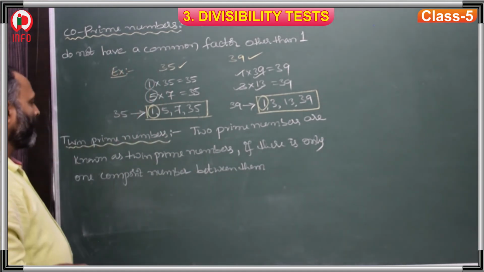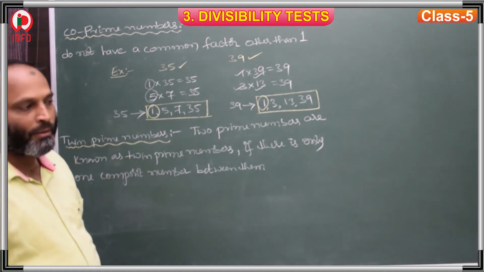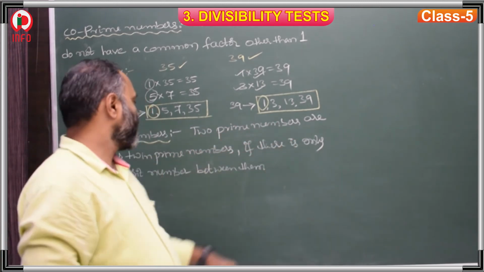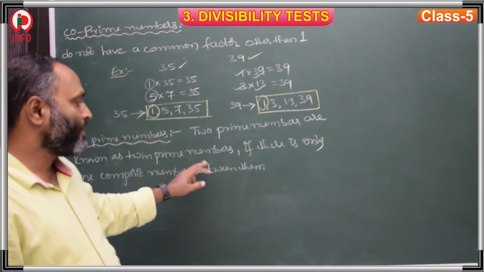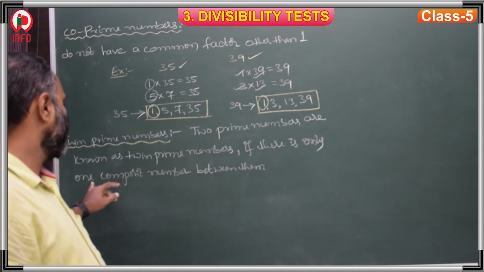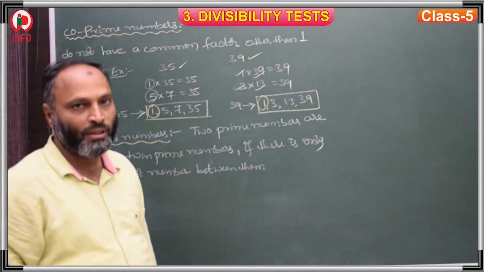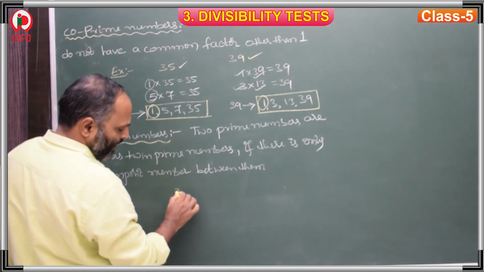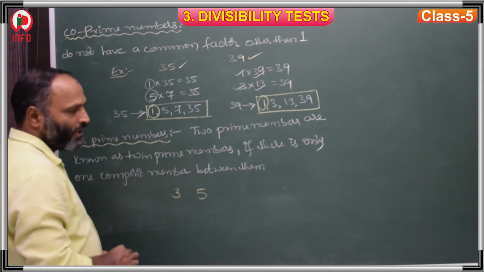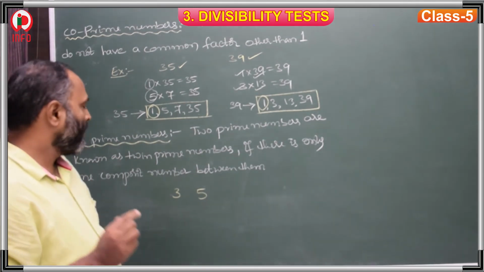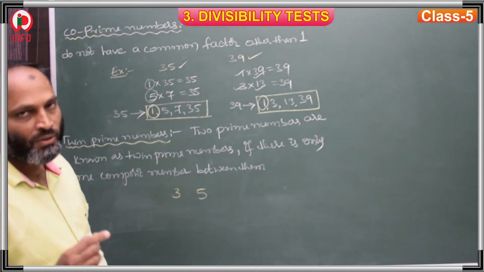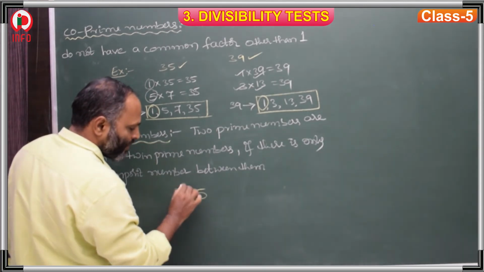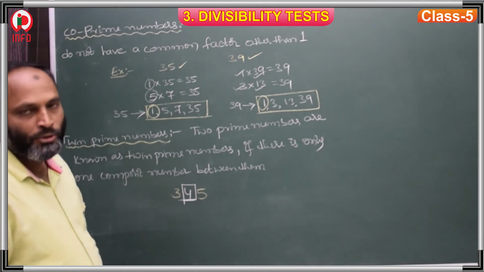Next, twin prime numbers. What about twin prime numbers? Here is the definition again: two prime numbers are known as twin prime numbers if there is only one composite number between them. Suppose I take 3 and 5. These two are twin prime numbers. Why? Because in between, 4 is there, one composite number.